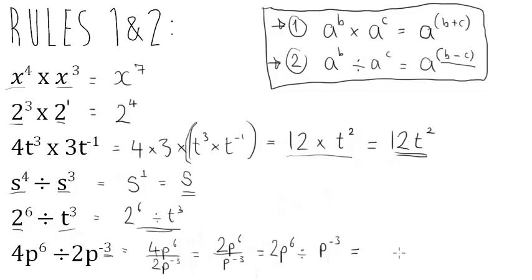Okay, so our rule still stands. We've got 2 multiplied by p to the 6 divided by p to the minus 3. Okay, and our thing in brackets, it's just what we've got in the rule above. So the answer is 2p, same base, and to the power of b minus c. So 6 minus negative 3 is 6 plus 3, which is 9. We've got 2p to the power of 9. Okay?